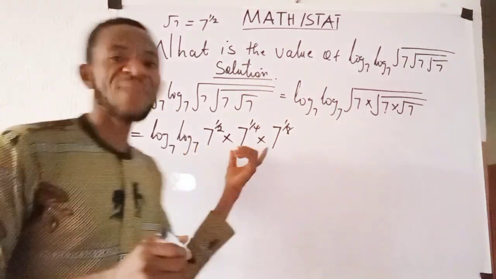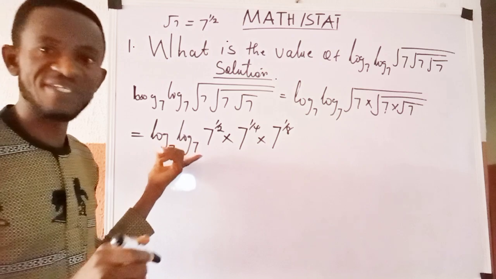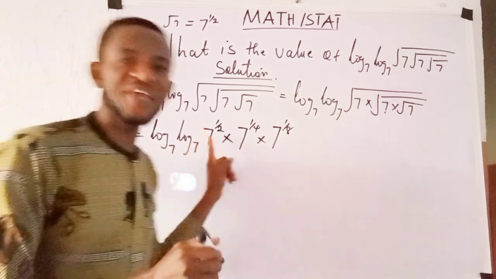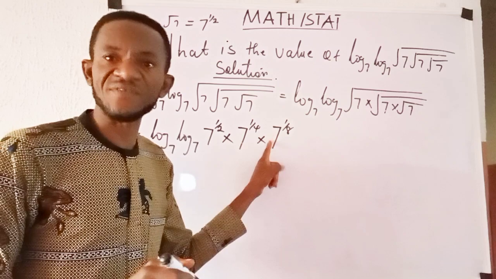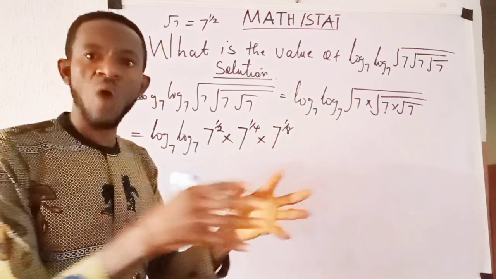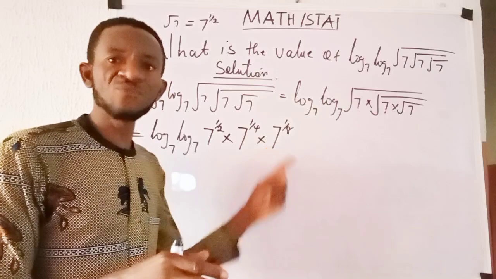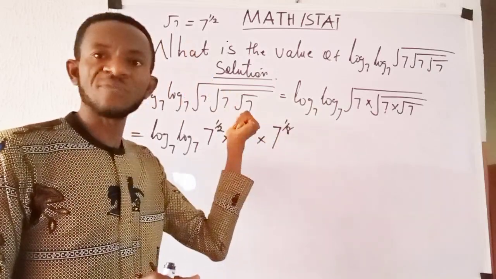Then we now want to apply indices before we continue with our logarithm. What do I have here? 7. What do I have here? 7. What do I have here? 7. Their bases are the same. In indices, once the bases are the same, we take one of the bases and we sum the powers.